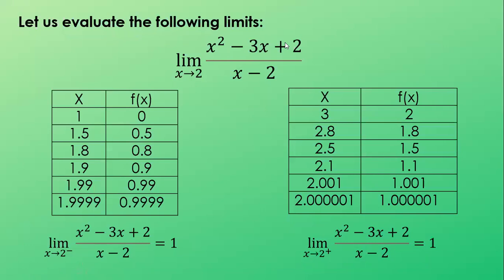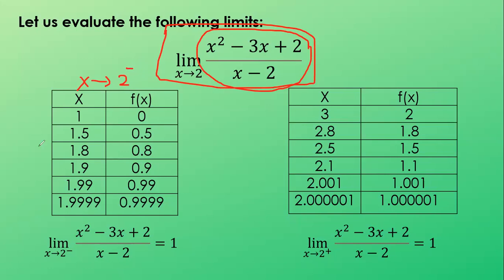Okay, let's have the second example. We'll be evaluating the limit of x squared minus 3x plus 2 all over x minus 2 as x approaches 2. Okay? So ito na yung function natin ngayon and yung ina-approach na value ni x ay 2 na ngayon. Okay? So let us have the two tables. Yung unang table, it approaches 2 from the left, no? Kung mapapansin natin, mas maliit yung values na yan kay 2, but it gets closer and closer to 2.